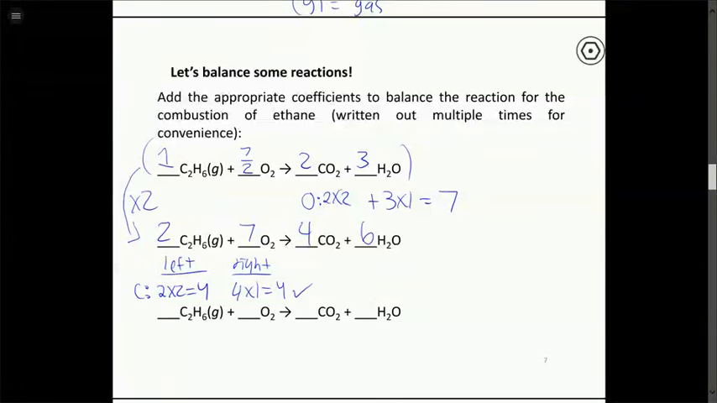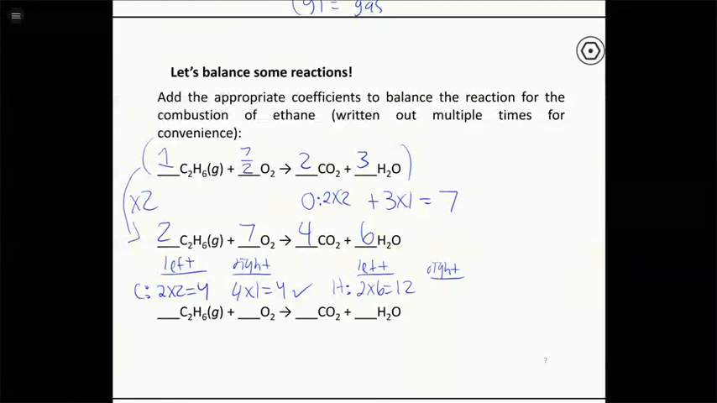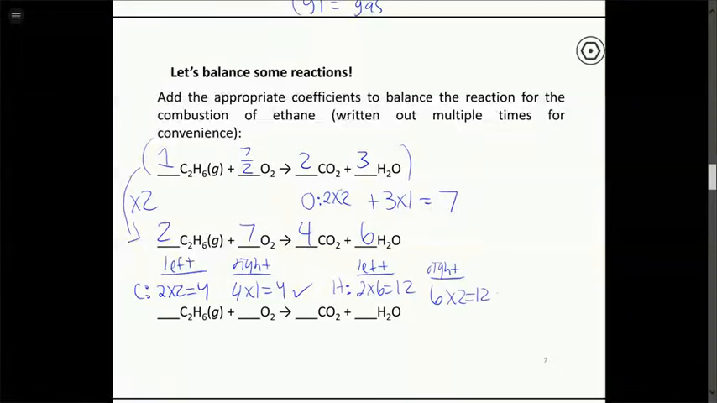If we do the same thing for hydrogen, on the left side of the arrow, the only place that hydrogen appears again is in this first reactant here. We have 2 of those, each with 6 hydrogens, so we're going to have a total of 12 hydrogen atoms on the left side. And then on the right side of the chemical equation, hydrogen only appears here in water. We have 6 waters, a coefficient of 6. Each water has 2 hydrogens, total of 12. All right, so the carbon and hydrogen balance. Now let's check oxygen.